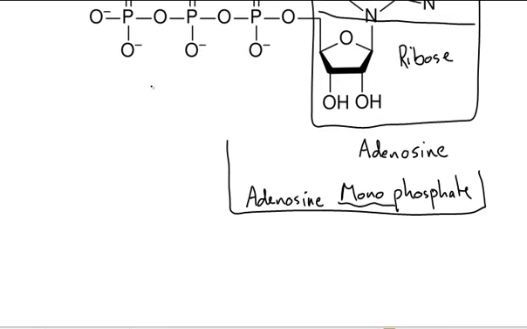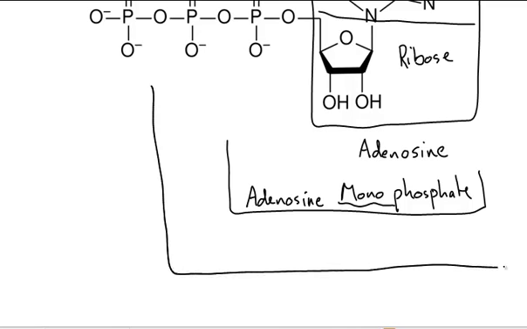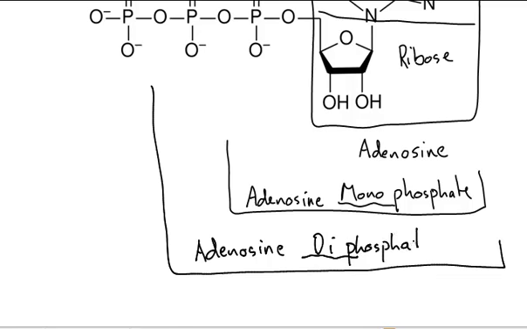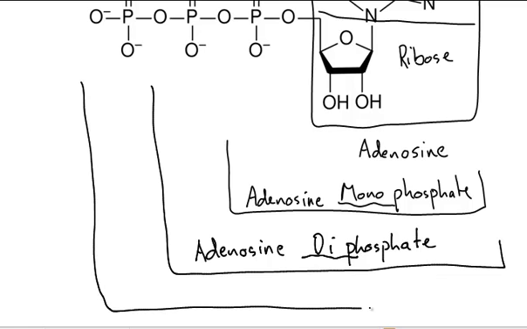If we attach a second phosphate group, it becomes adenosine diphosphate, ADP. And finally, if we attach the third phosphate group, we get adenosine triphosphate.